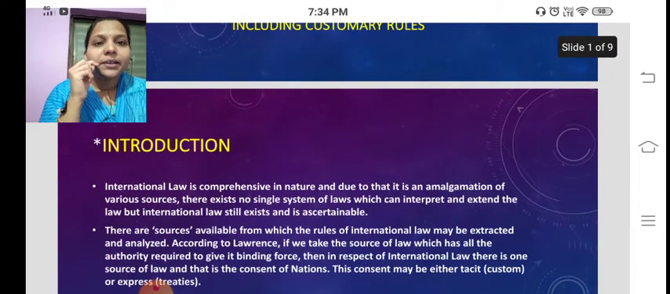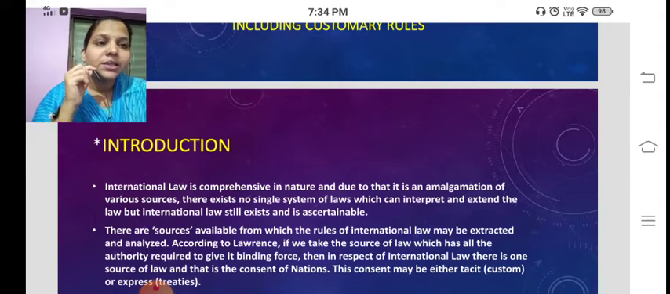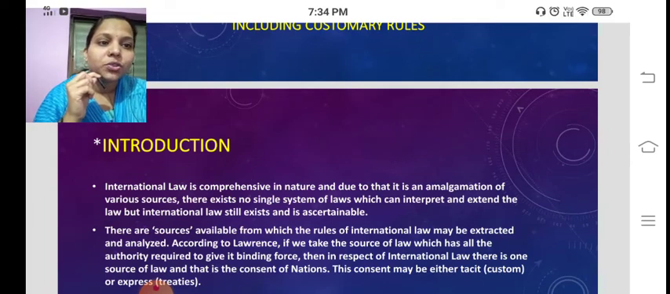Introduction. International law is comprehensive in nature, and due to that, it is an amalgamation of various sources. There exists no single system of law which can interpret and extend the law, but international law still exists and is ascertainable. There are sources available from which the rules of international law may be extracted and analyzed.